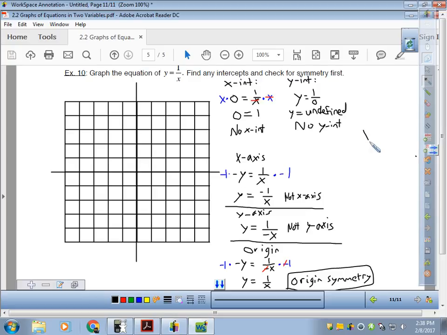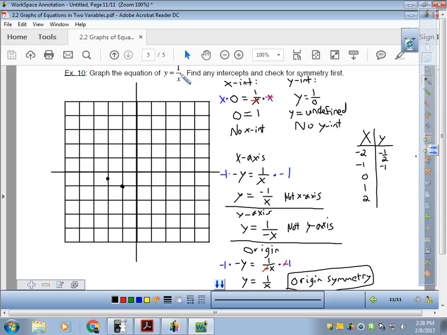So the last thing we're going to do is make ourselves a little table of values to help us plot this graph. And again, I'm just going to go -2 to +2 for the sake of making it fit the graph. So if I take -2 and I plug it in for x, 1 divided by -2, that's -1/2. So here at -2, I'm going to go down to -1/2 and plot a point. If I take -1 and plug it in, 1 divided by -1, I get a -1. And so I'll have a point right here.